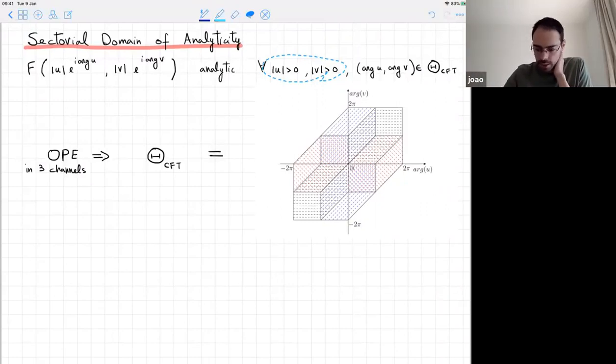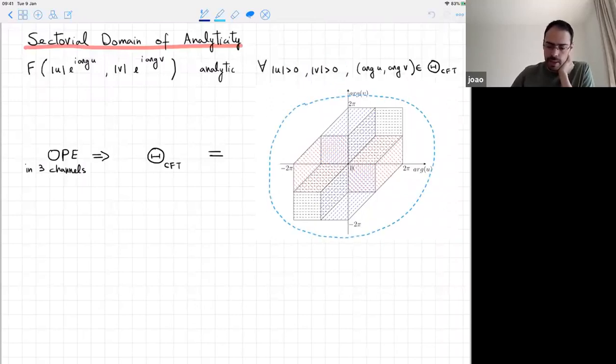And okay, this you can do some work using the OPE. So you have 3 channels where the OPE converges. And so we did this carefully and we obtained this domain. Okay, so there are some colors here. Each color corresponds to one OPE. And the overlap of all OPEs shows that the sectorial domain where the function is analytic is this one. Okay, so I can deform the phase of U and V inside this region, and the function will still be analytic.